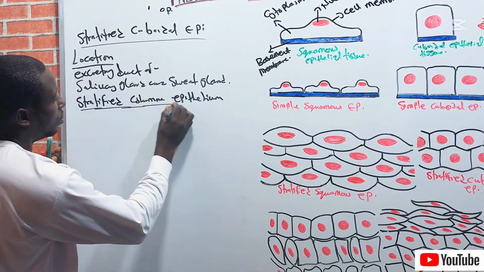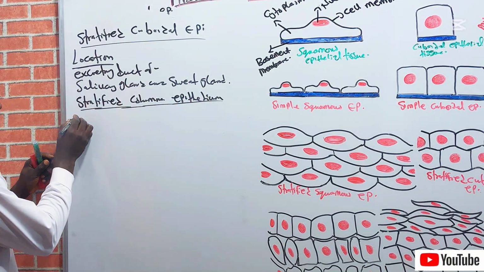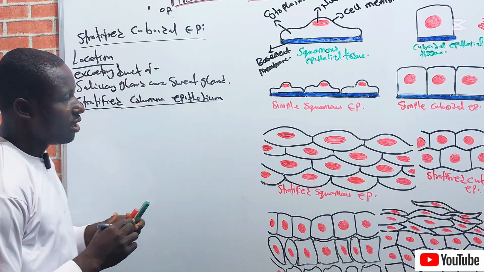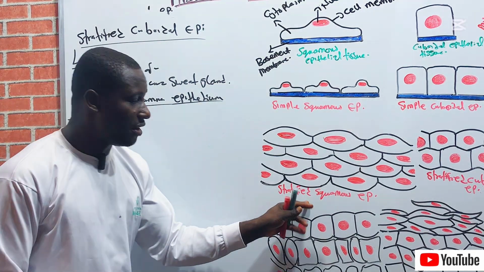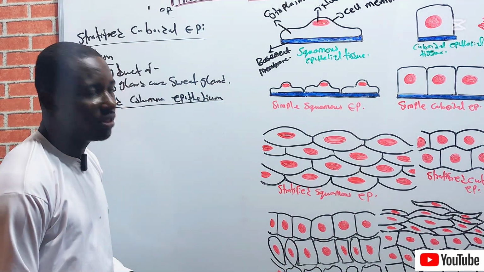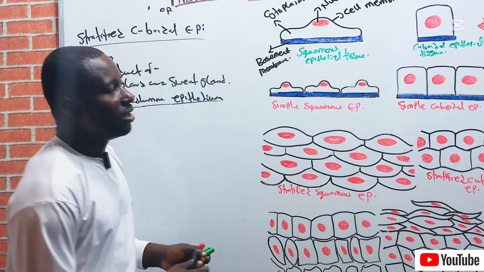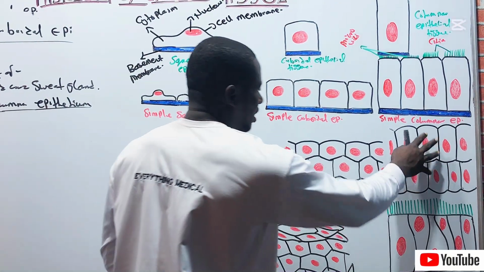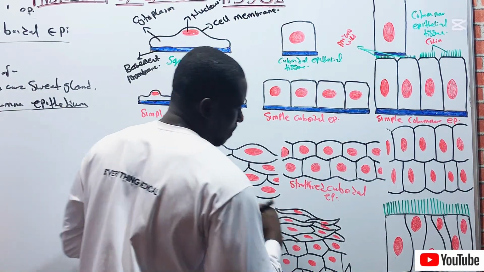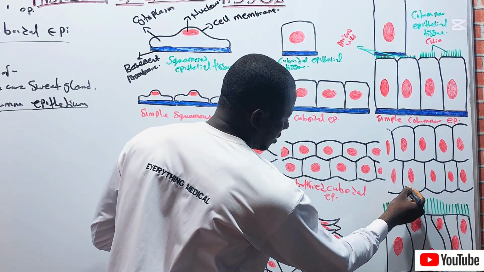Stratified columnar epithelium. This one is not commonly seen like the stratified squamous epithelium. Where can we find the stratified columnar epithelium? First of all, this is the diagram that depicts the stratified columnar epithelium.